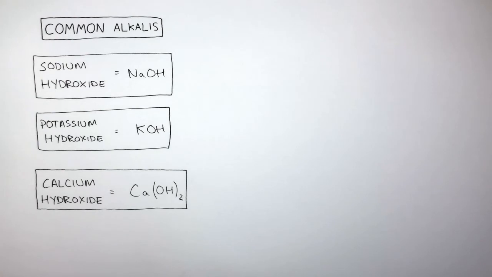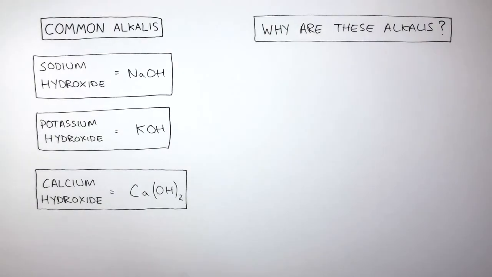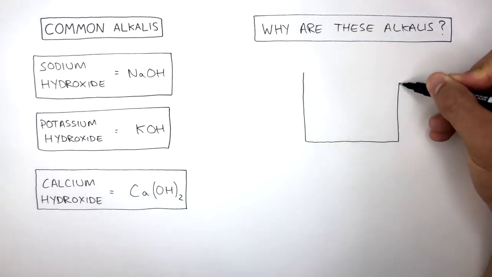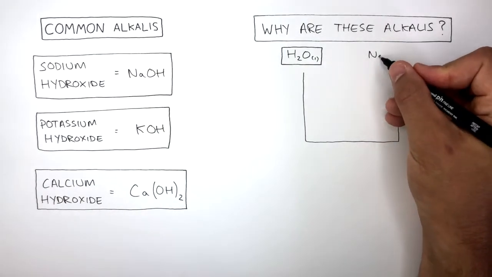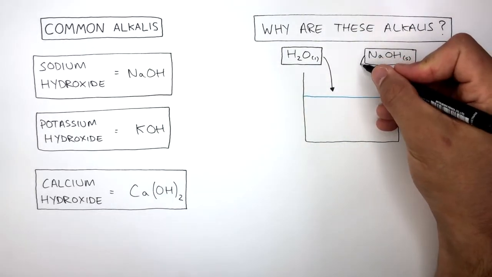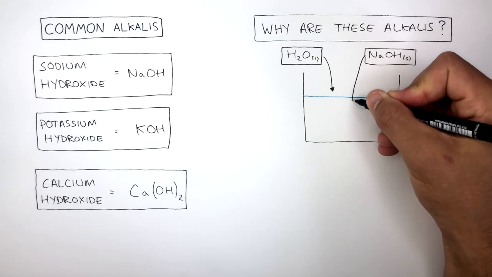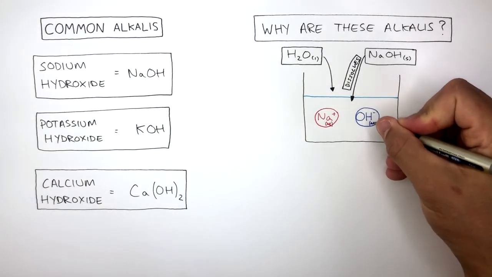A very important question to understand is, why are these alkalis? To understand this question, let's say we have a beaker and we have liquid H2O, which is water, and solid sodium hydroxide. We pour the water into the beaker, and we also place the sodium hydroxide into the beaker where the sodium hydroxide dissolves. This causes the sodium hydroxide to dissociate into its ions, Na+ and OH-, and both are dissolved in the water, so we say they're aqueous.